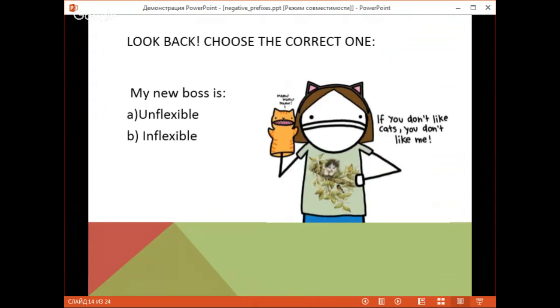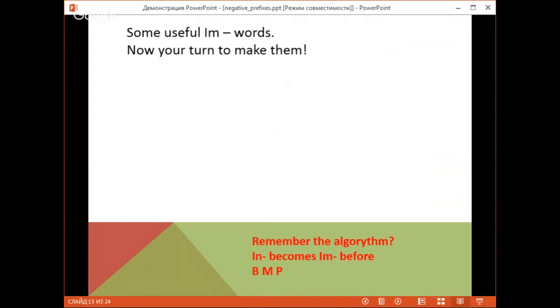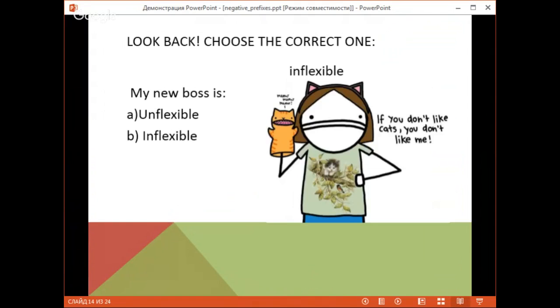What about you, your boss? Quite flexible and nice. Yes, that is so nice. But we need to use some negative experience. For example, my new boss is very inflexible, as you can see from this portrait. Okay, very nice. I hope it was useful for you and you have a nice memory of at least some words.